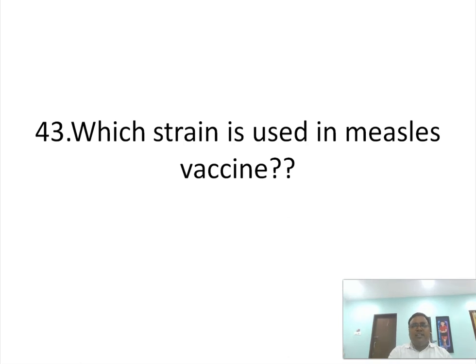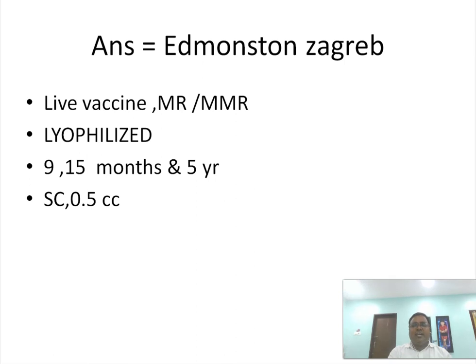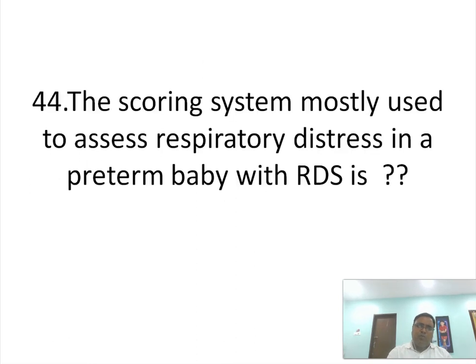Next, which strain is used in measles vaccine? It is Edmonston-Zagreb strain. About measles, you can get measles solo, or MR, or MMR. This you can get in a lyophilized form. The doses are at 9 months, 15 months, and 5 years, given subcutaneously, and 0.5 cc is the dose.